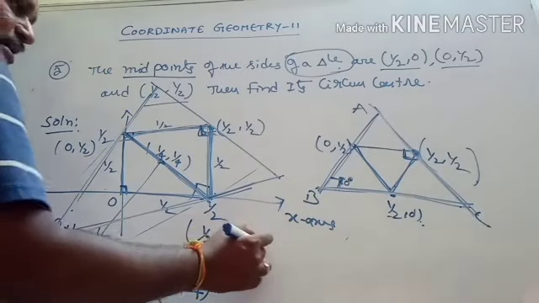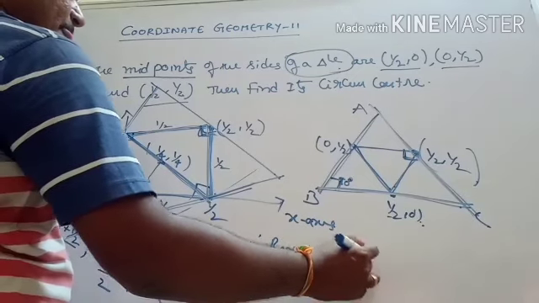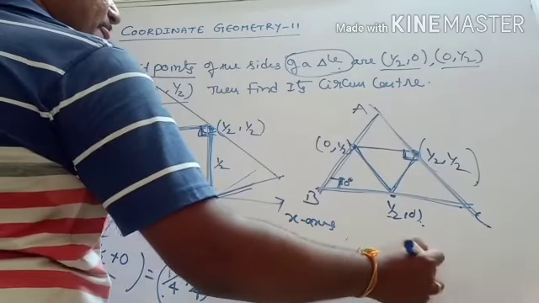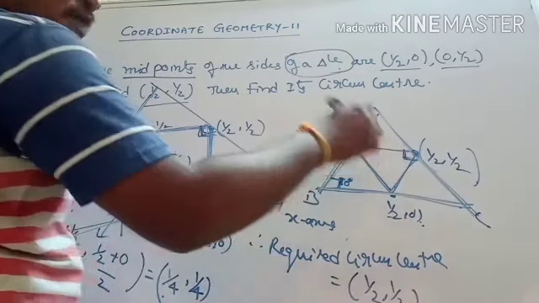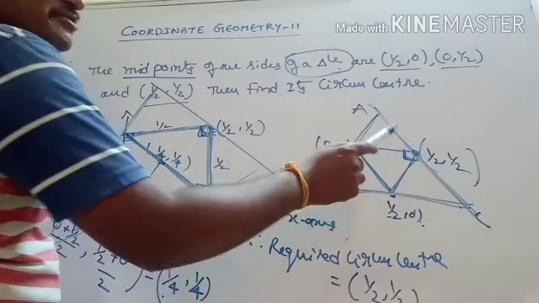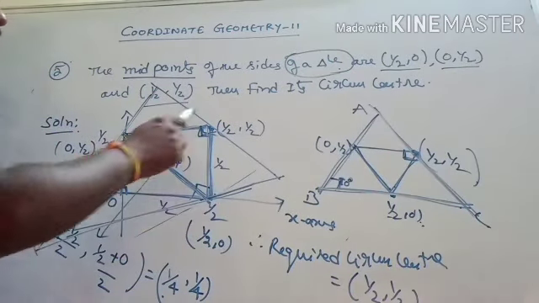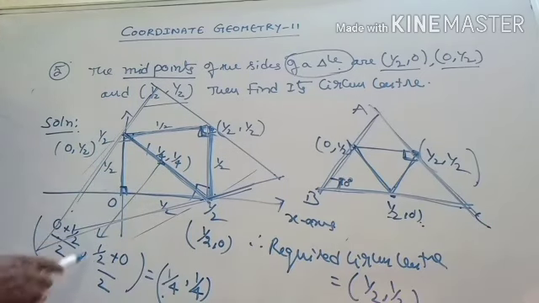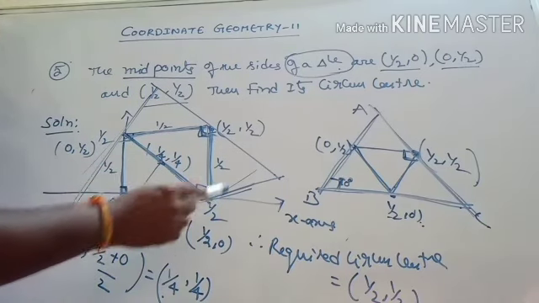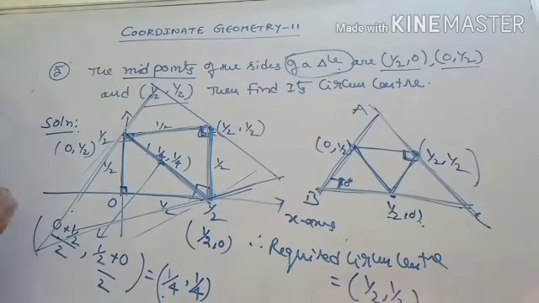Therefore, the required circumcenter is equal to 1/2 comma 1/2. This is the circumcenter, the midpoint of the hypotenuse of the original triangle ABC. And we have got here, these are the midpoints. For that, 1/4 comma 1/4 is the circumcenter for the triangle formed with the midpoints, right?